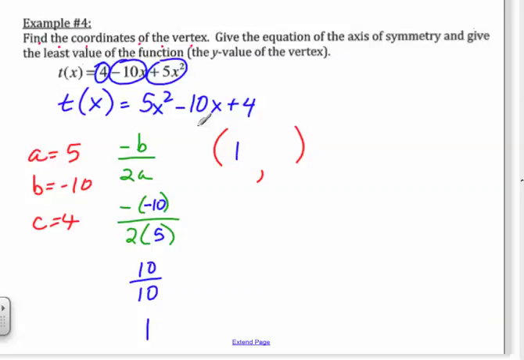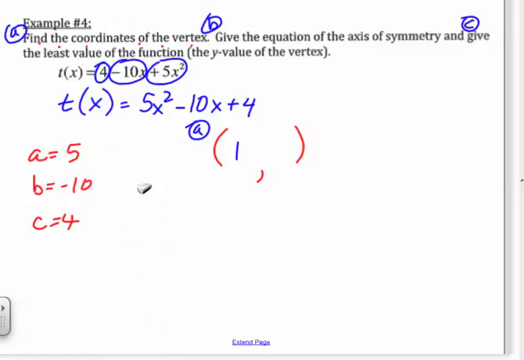Good. So this is the a part, guys. A, find the coordinates of the vertex. B, give the equation of the axis of symmetry. And C, give the least value of the function, the y value of the vertex. Oh, well, that's easy. I'm going to find that in just a second. Okay, so there we go. Get rid of that. Let's find out what the y is.